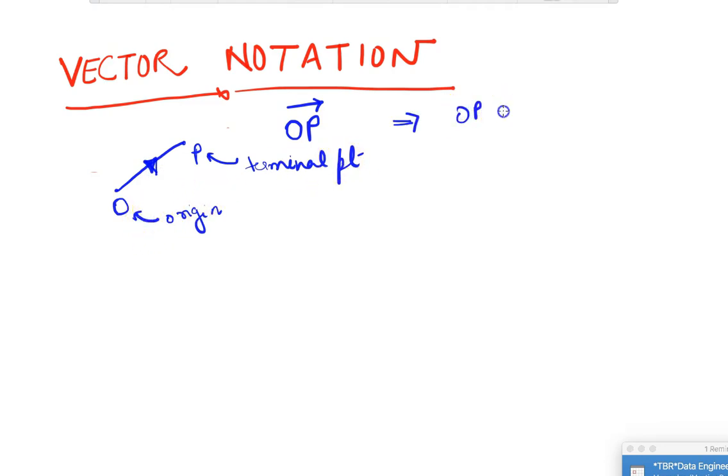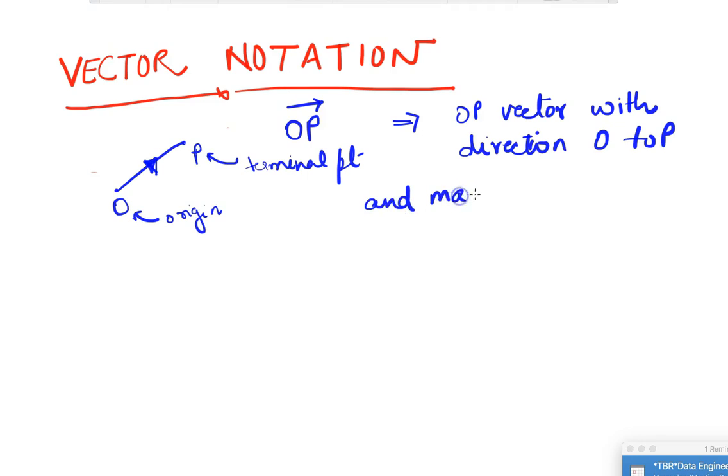So this is OP vector with direction O to P and magnitude equals to the length of OP. So we have defined OP vector. Let's see how we define the magnitude.